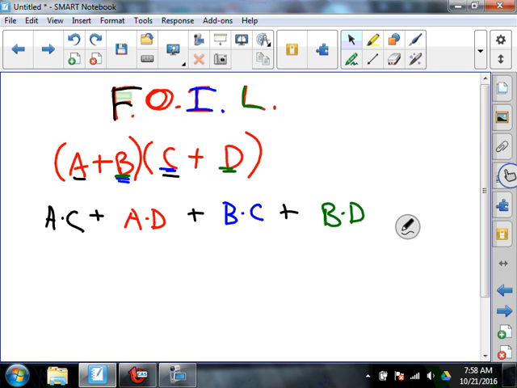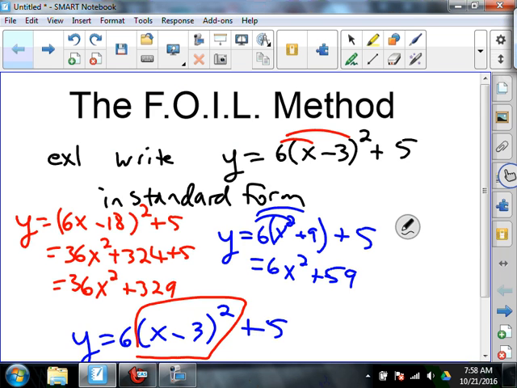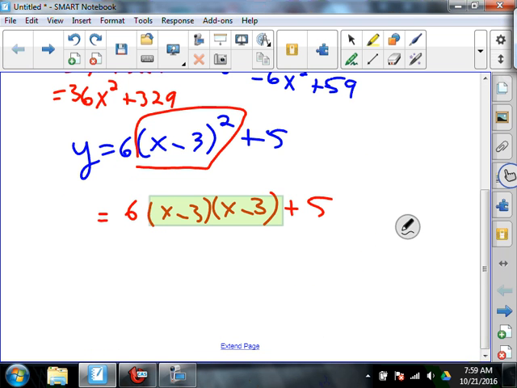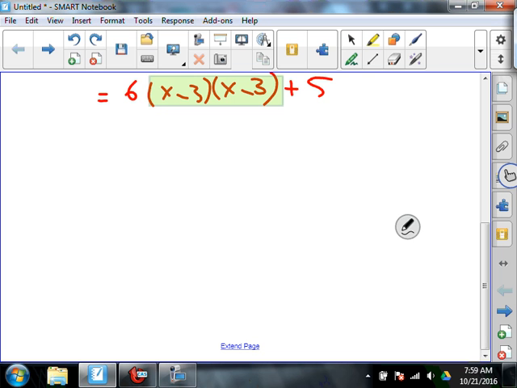How are we feeling so far? Okay, good. So that's the FOIL method. So let's back that up and do this one the right way. Using the FOIL method here, we're going to take our first terms, the x and the x, and find their product. And what's that give us? x squared. Awesome. So that's the F part of FOIL.